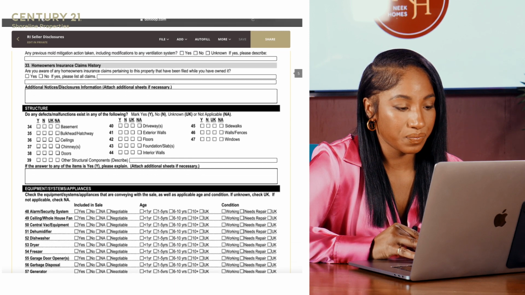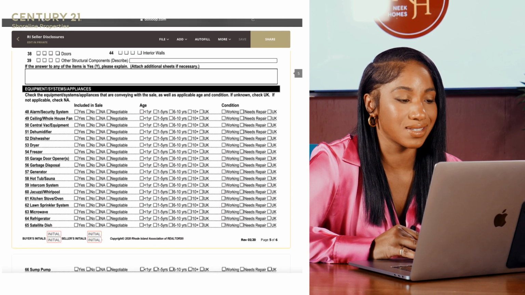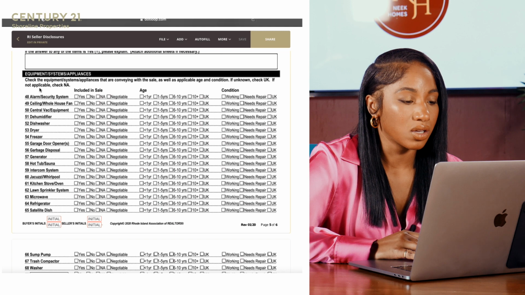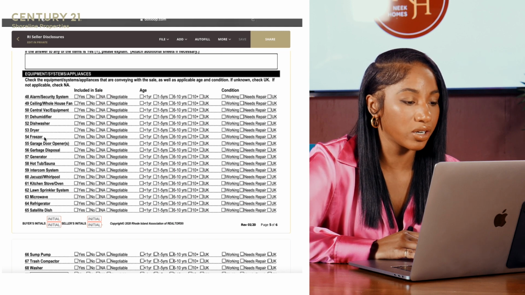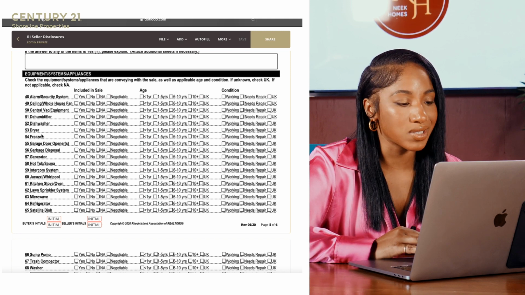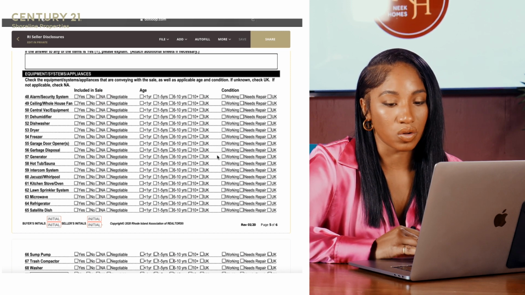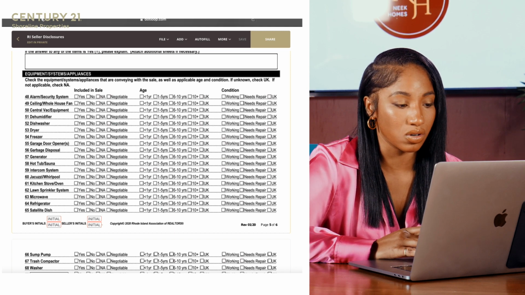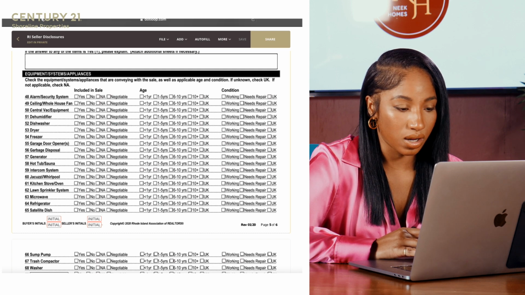And then equipment, systems, and appliances. So what is included in the sale? There's a bunch of different options. Some of the most common ones that I see checked off as included are refrigerator, stove, ceiling fans, washer and dryer. These things are almost always included in the sale, but they don't have to be. They give you the option whether you want to include them or not.